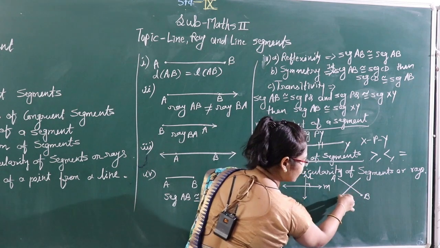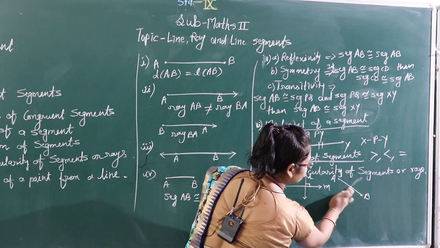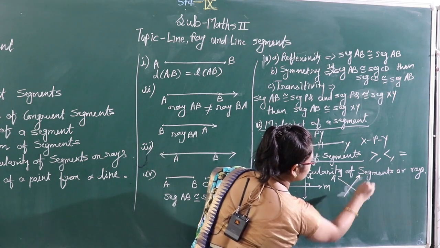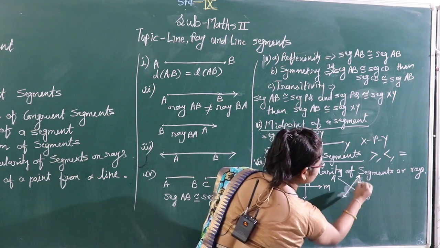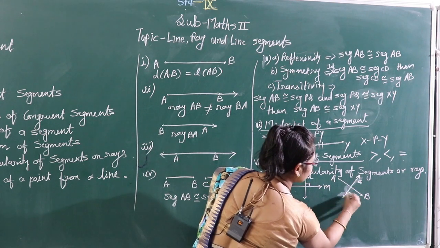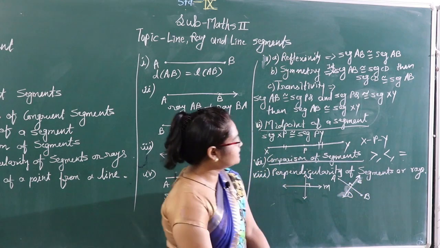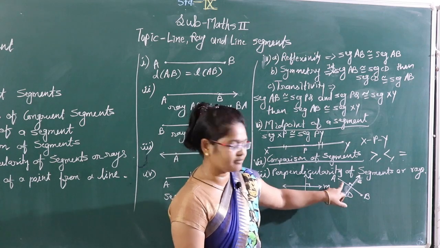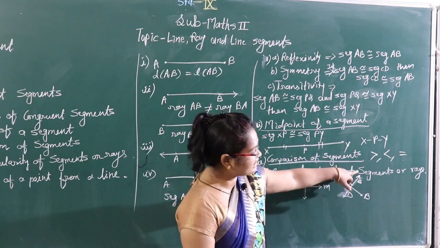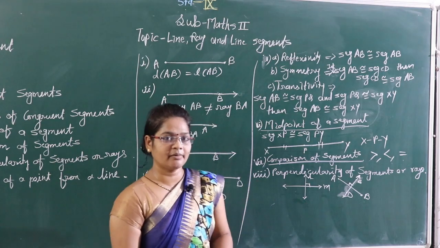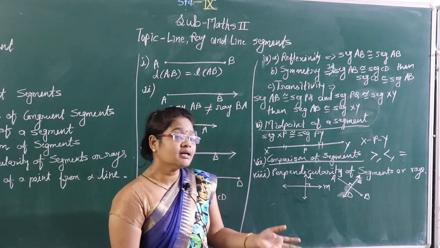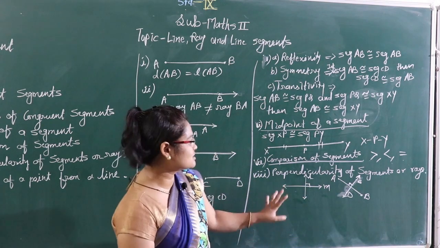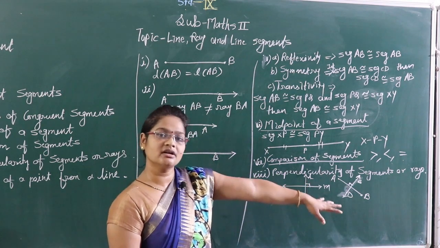So if I draw a second line, that is CD, which makes an angle of 90 degrees, then the line segment AB and line CD are said to be perpendicular to each other. Why? Because they are making an angle of 90 degrees with each other. So that is called perpendicularity of segments or rays.